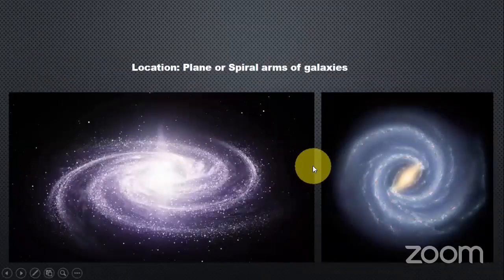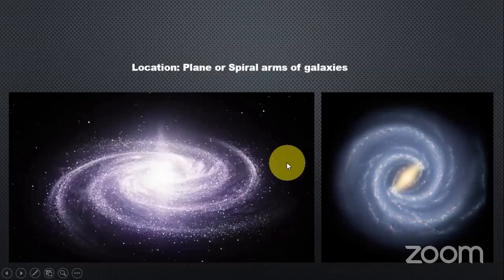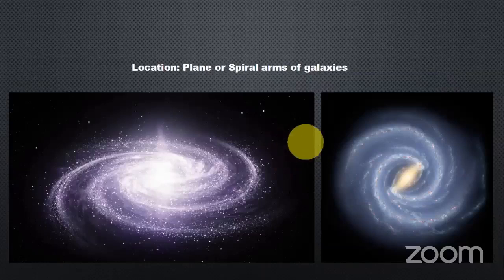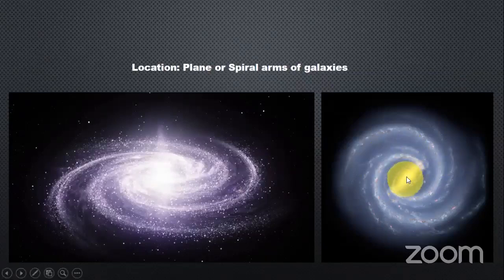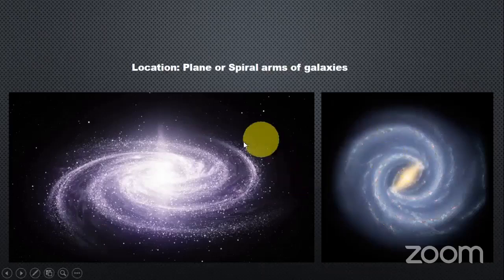So here is an artistic picture of our Milky Way galaxy. This is not a real picture, but an artistic picture. Now, these open star clusters are located in the plane or in the spiral arms of our Milky Way galaxy. Here is the galactic bulge, and here are the spiral arms. The spiral arms are where you can find these open star clusters.